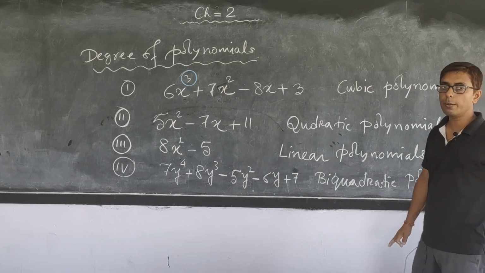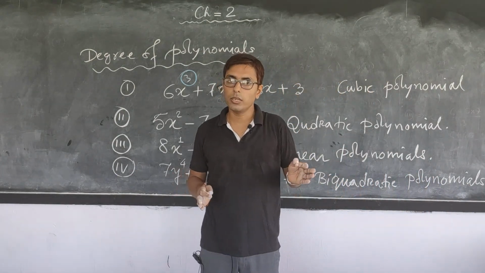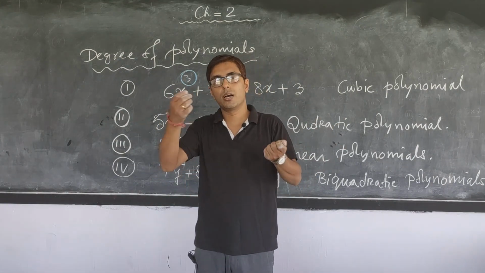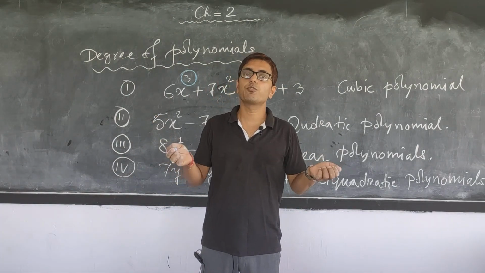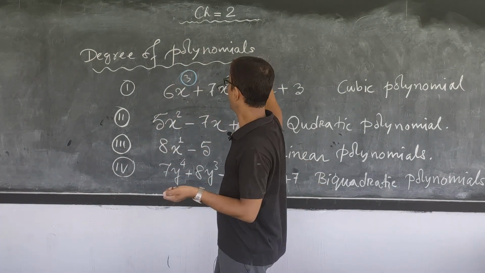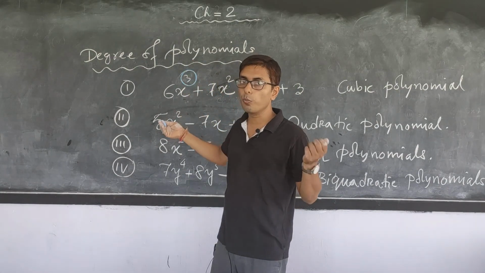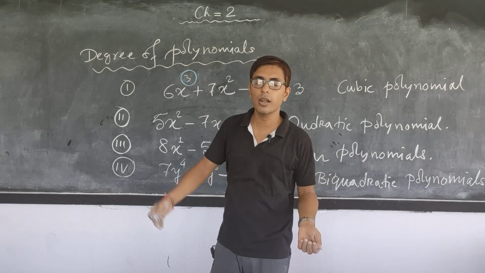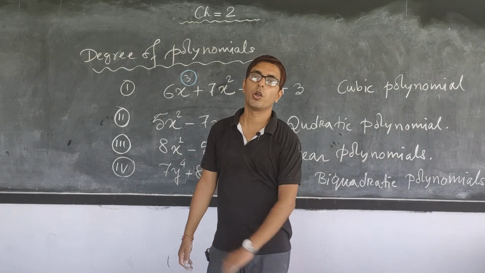Okay, so today you have learned what is constant, what is variable, what is algebraic expression, what are polynomials. Clear? Then different types of polynomials on the basis of the degree. If the degree of the polynomial is 3, then cubic. If the degree is 2, then quadratic. If the degree is 1, then linear. If the degree is 4, then it is biquadratic polynomial.